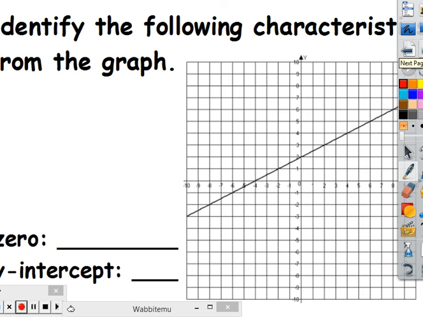Next equation, identify the following characteristics from the graph. We need the 0 and the y-intercept. Well, the y-intercept is easy because it's right here. Y-intercept. And that point is our point 0, 2. And so we can put that one there. And remember, the 0 of this is going to be where it crosses the x-axis. And so right here is our 0. Our 0 is -4.